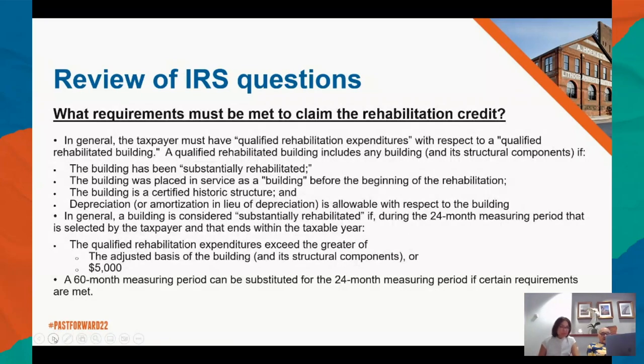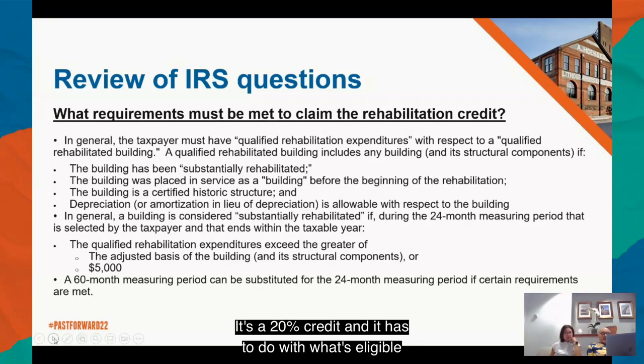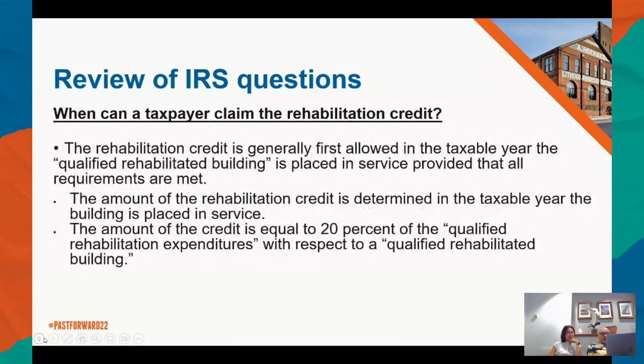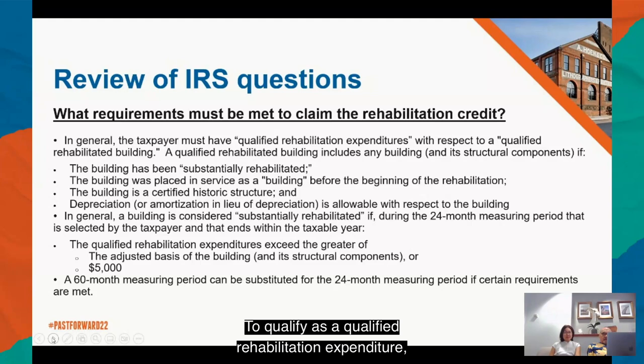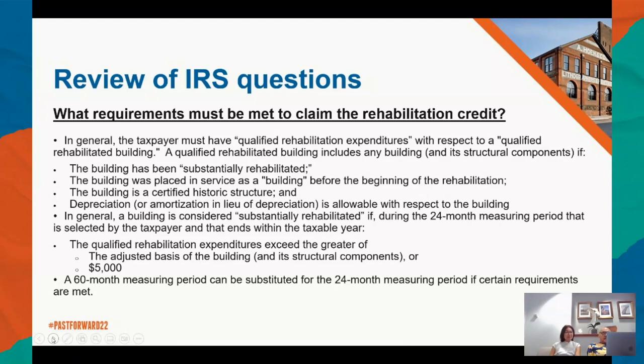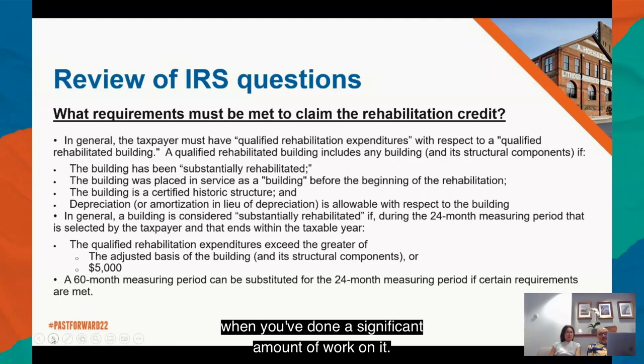Okay, so it's a 20% credit, and it has to do with what's eligible as qualified rehabilitation expenditures. You can't take the 20% as a lump sum; it has to be claimed over a 5-year period, so it's 4% per year. To qualify, the building has to be substantially rehabilitated. If you have a historic building and all you do is paint it to make it look serviceable, that's not going to be substantial. The building is substantially rehabilitated when you've done a significant amount of work on it.